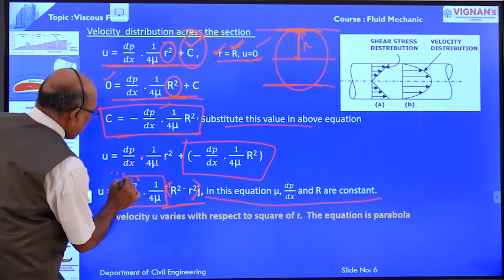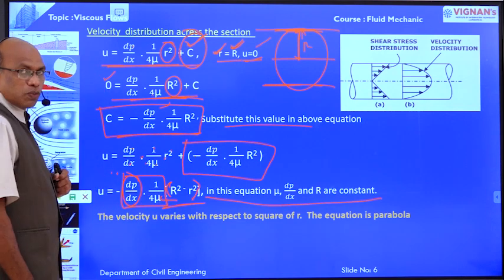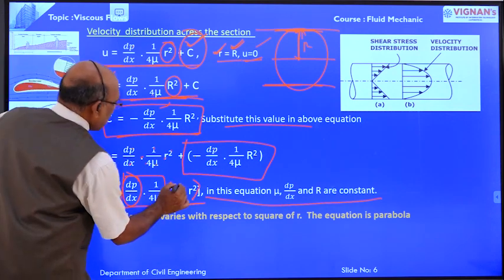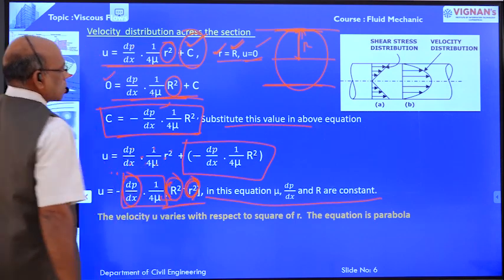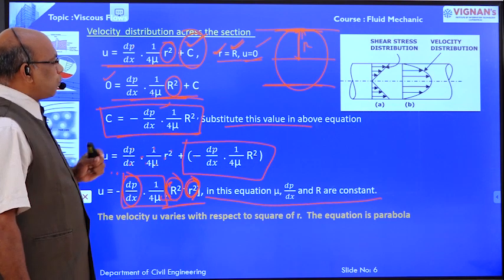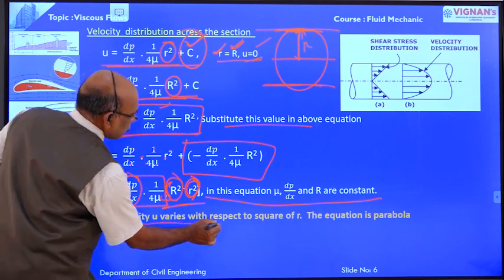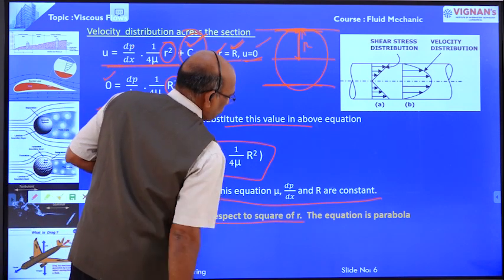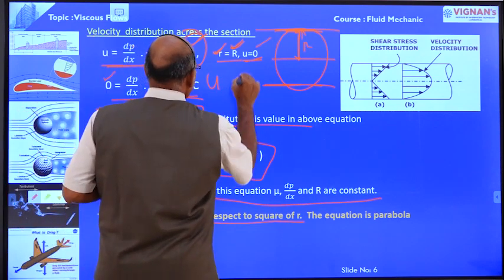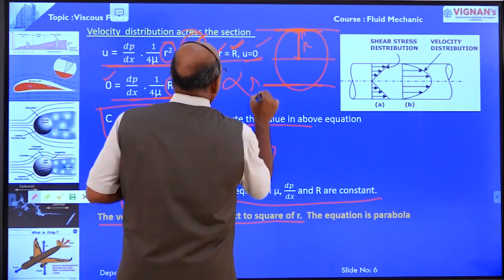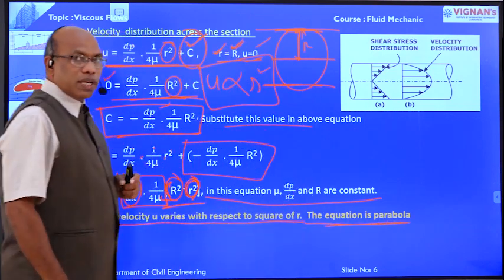Here, ∂p/∂x is constant across the section. Mu, the viscosity of the fluid, is also constant, and the radius of the pipe is also constant. The only variable is small r, the radius of the fluid element. Based on this equation, velocity u is directly proportional to r². Therefore, the equation is a parabola.